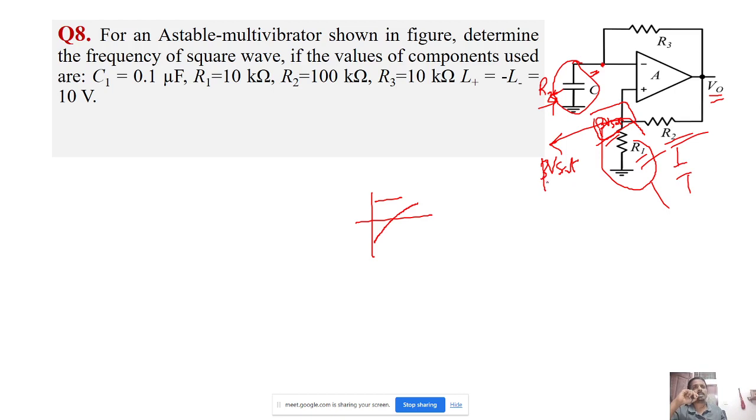So that's why we take this as the ratio and denote R1 by R1 plus R2 as beta. I could even write it as some alpha. It doesn't matter, it's just a notation.